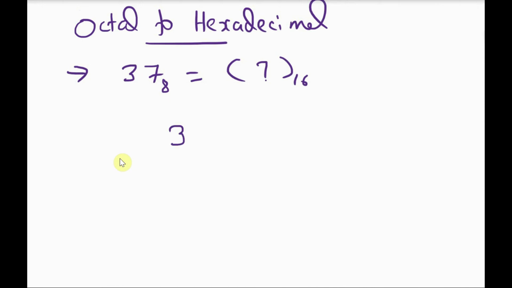So the 37 octal number is first converted to binary. So that is, 7 we have to write in 3-bit binary. If you are not familiar with octal to binary conversion, go to the corresponding video in the playlist. So that is 111. You have to write in 3 bits to convert octal to binary. So 3 is 011. So this is the answer, 011111. So now how to convert this binary to hexadecimal?